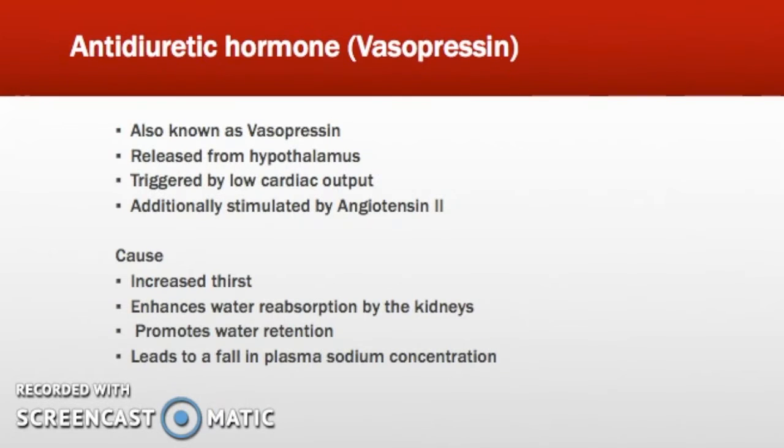Antidiuretic hormone, also known as vasopressin, is released from the hypothalamus, is triggered by low cardiac output, and is additionally stimulated by angiotensin II. This will cause an increase in thirst, enhance water resorption by the kidneys, promote water retention, and lead to a fall in plasma sodium concentration.